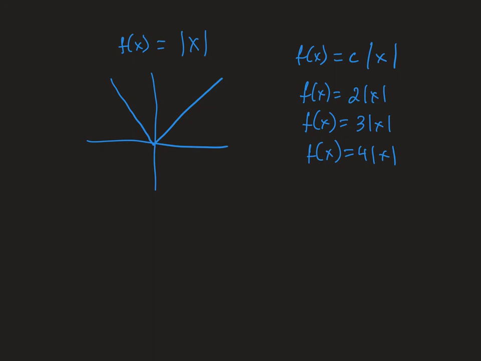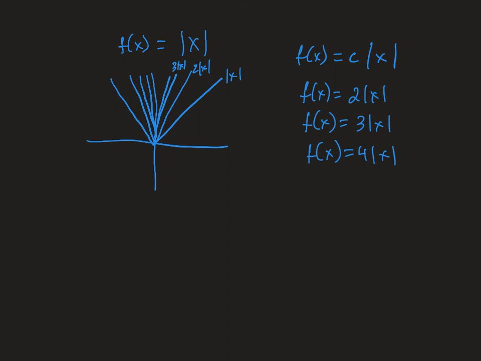That 2, 3, and 4 is going to make it shrink towards the y-axis. So my first one might look something like this, which is 2 absolute value of x. This is just absolute value of x. The next one would be even closer, 3 absolute value of x. And 4 absolute value of x, you get the idea, it will be even closer.